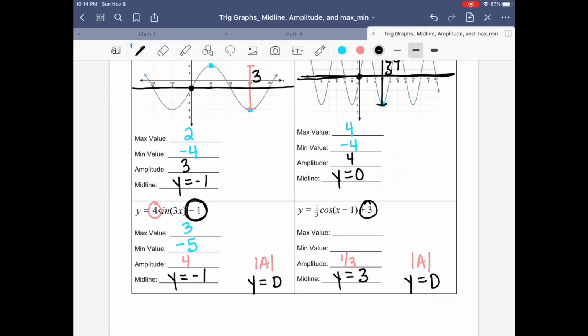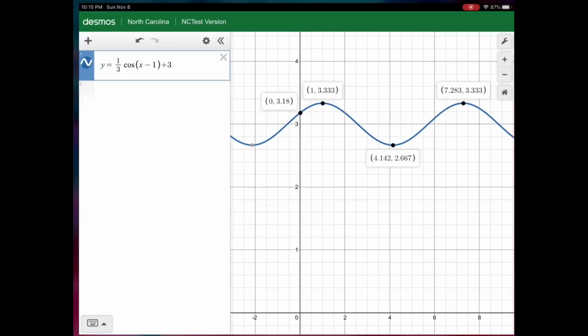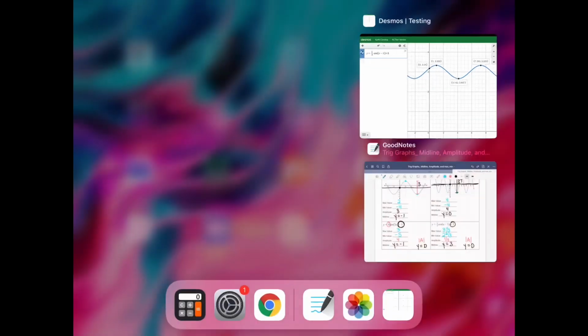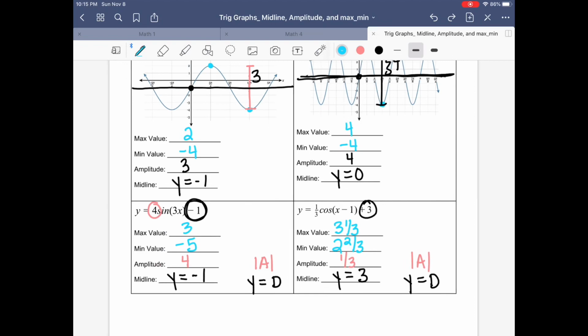So therefore, my maximum value was at 3 1/3, and our minimum value was 2 2/3 because we were subtracting from that midline. And that should be negative. Actually, no, that's still going to be positive because I was thinking about it being at the negative value, but we were at 3. Okay, so that still would be positive 2 2/3.